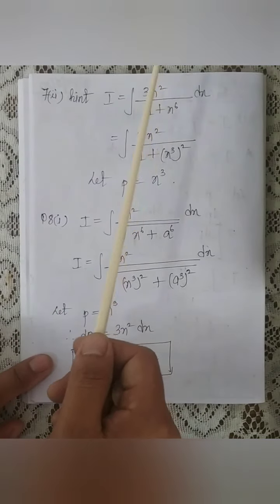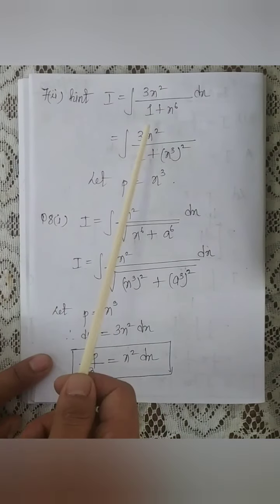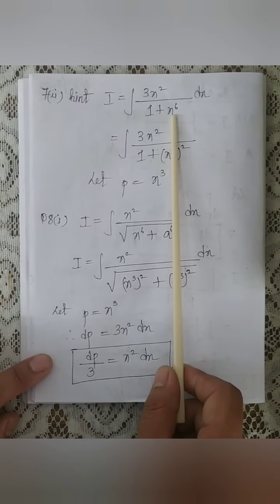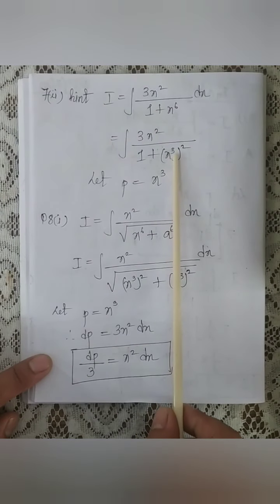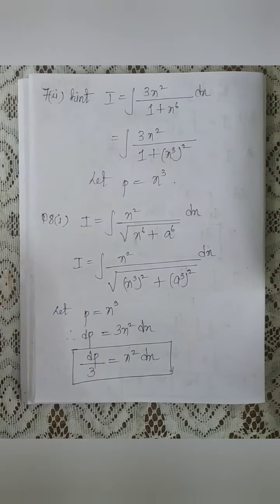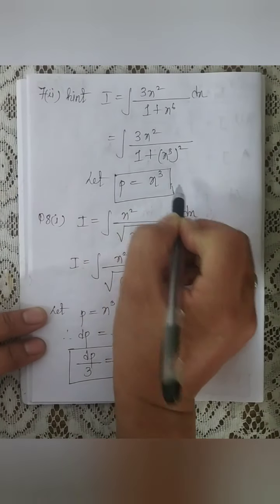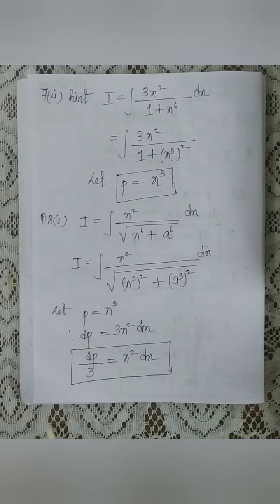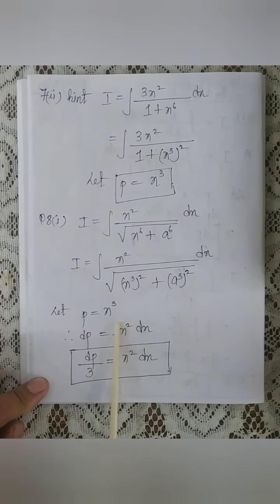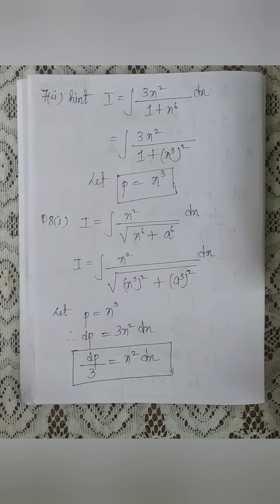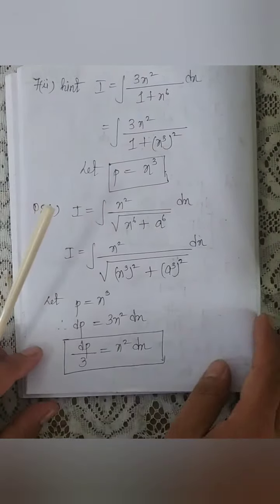As here the power is less than the denominator, we need to substitute. And how will I do it? Write x to the power 6 as x cube whole square, and then put the substitution p equals x cube. Everything is same as 7 part 1 after that. The same goes with 8 part 1 also. Look at the hint here, copy the hint and complete number 8 part 1 as well. So pause the video and note it down.